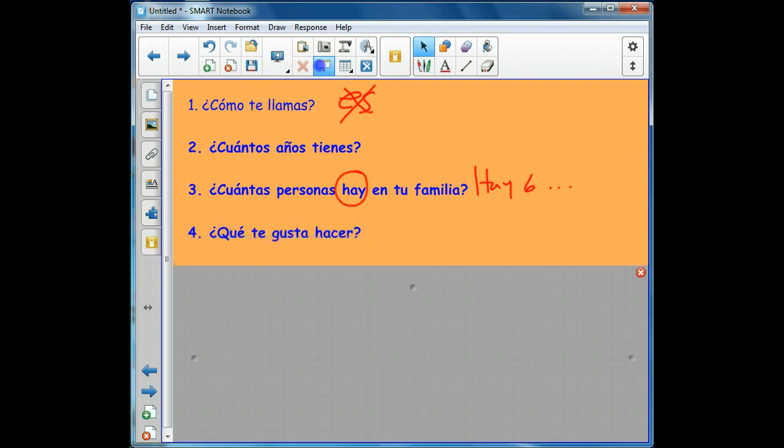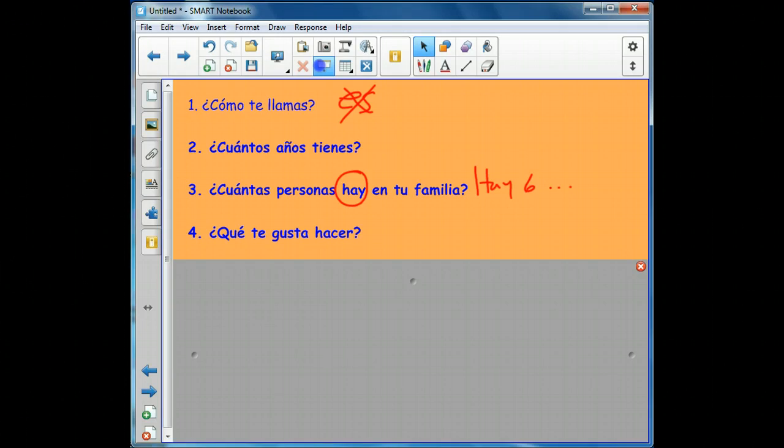¿Qué más? Otra pregunta. ¿Qué te gusta hacer? We've already done this one. If I asked you ¿qué te gusta hacer?, what would you say? If you said me gusta plus whatever infinitive in the world you want to use, then you were right. Me gusta jugar béisbol. Me gusta tocar la guitarra, etc.